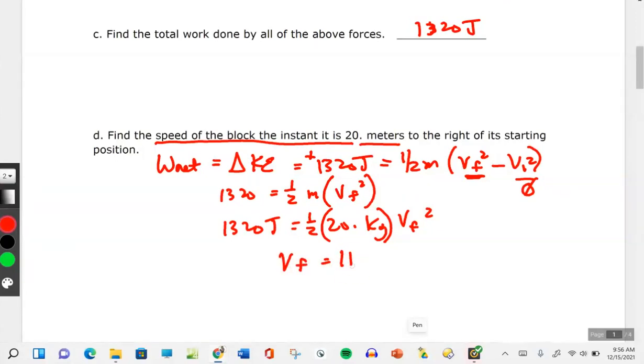And the vf equals 11 meters per second. Oops, not second squared, but 11 meters per second. Let's test this. I multiply both sides by 2 to clear the fractions. So 1320 times 2, and then divide by 20, and then take the square root of that. Yeah, I get 11.4.